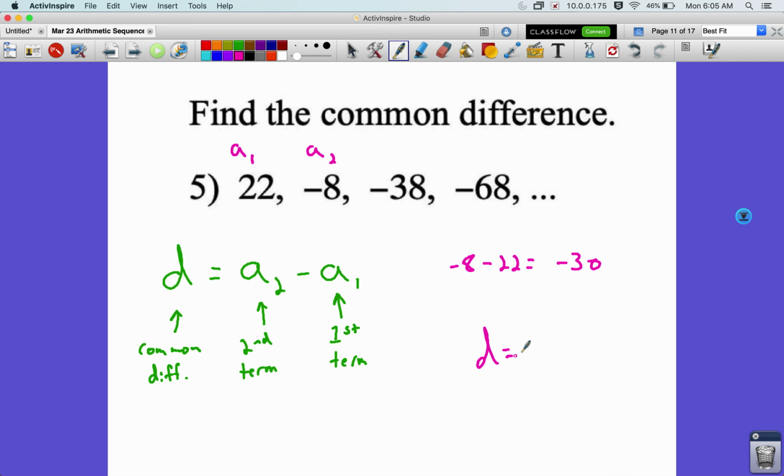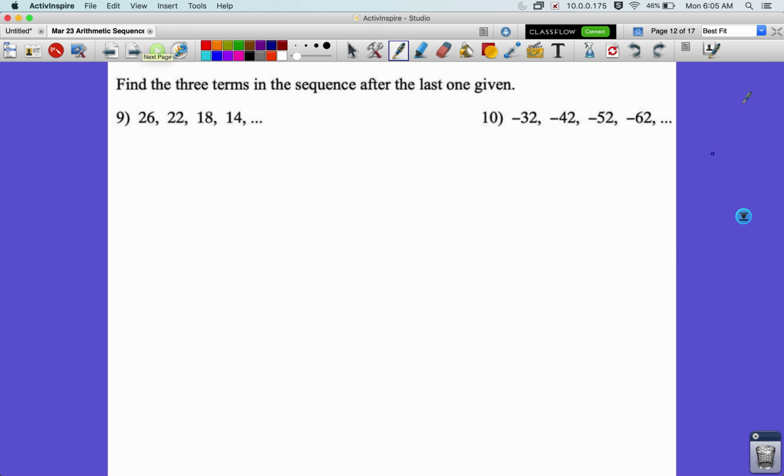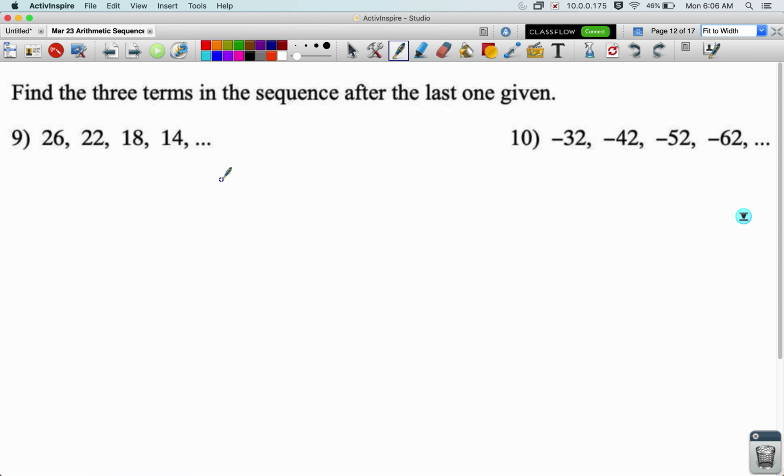So d equals -30. If you weren't sure if it was a positive 30 or a -30, we do the formula. We can confirm that it's a -30 each time, and then double check with terms further down. If I add another -30 here, do I get to -38? What about here? If I subtract 30 or add a -30, I get down to -68. Checks out. All right. So once you've found that common difference, you can use it to find further out terms in your sequence just by repeating the process of adding it.